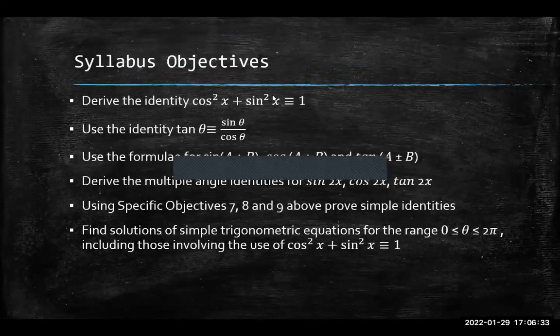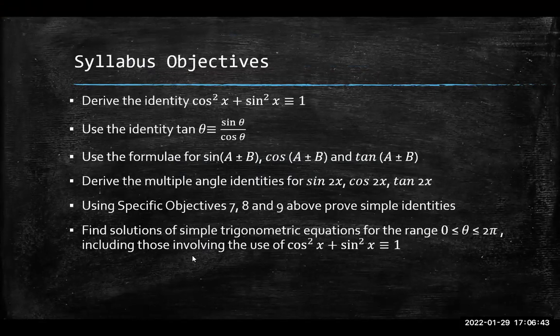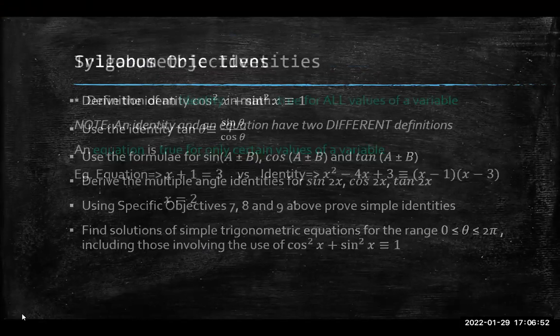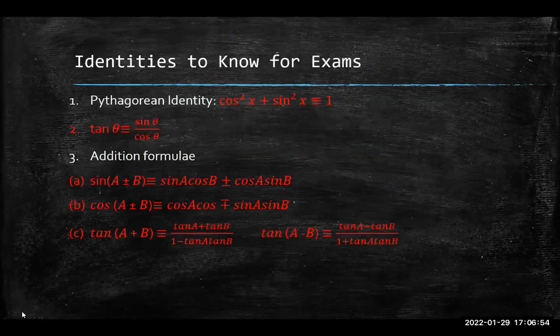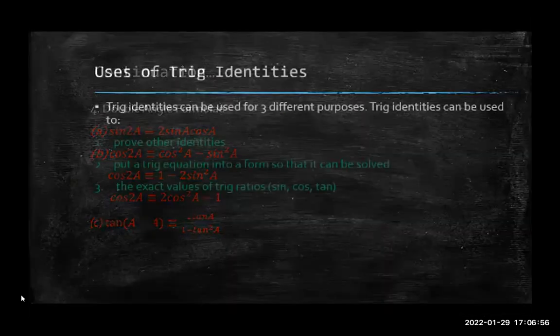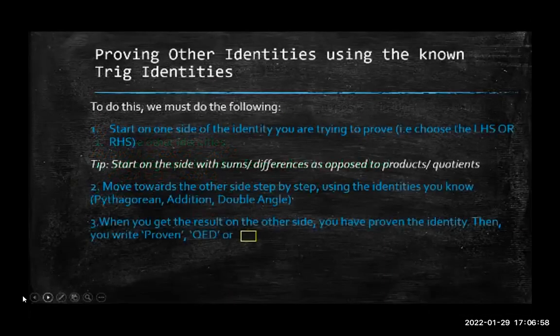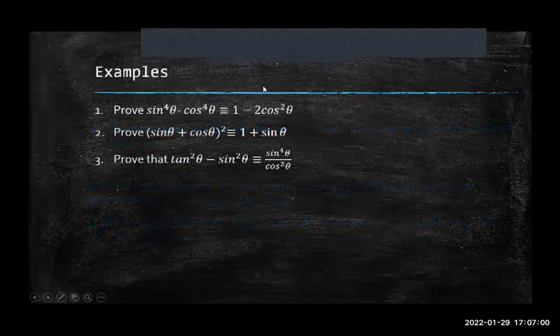These are your objectives. This is what you're required to know for your exam. We did everything here, but I just have one thing to show you again. The people who weren't here, we did this. All the identities we need to know, the uses of trig identities, how to prove other identities.